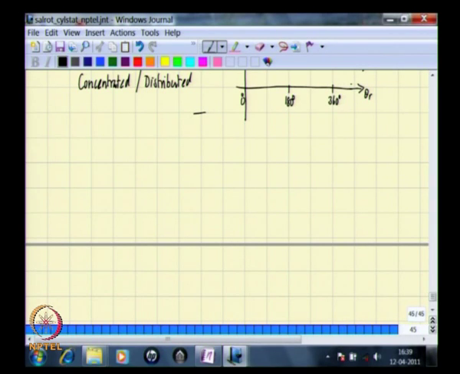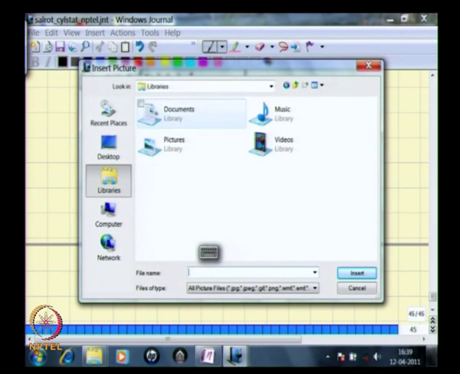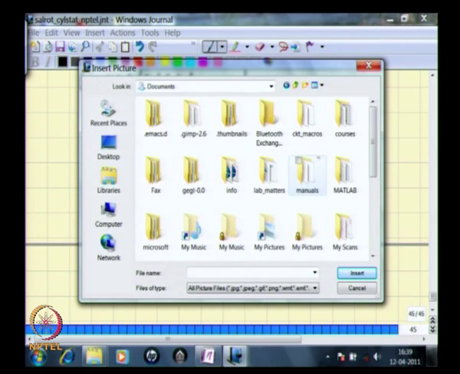So how does the expression for mutual inductance look like? Now let's understand how the machine geometry looks like before we get into the mutual inductance part of it. So let us now see how the machine is going to look like. Let's see a picture.